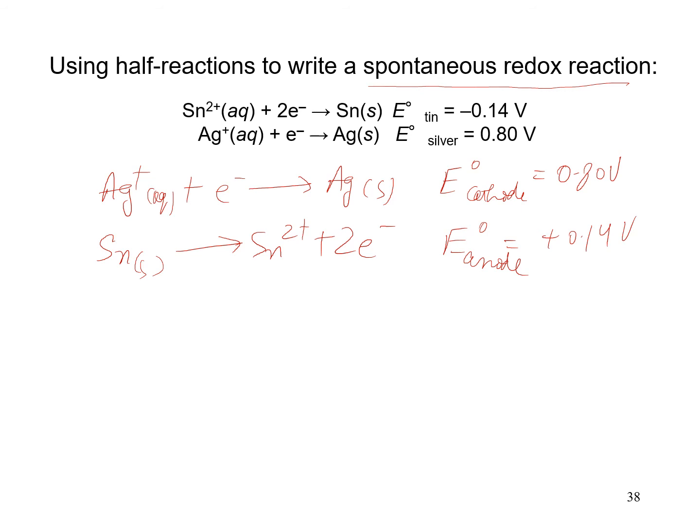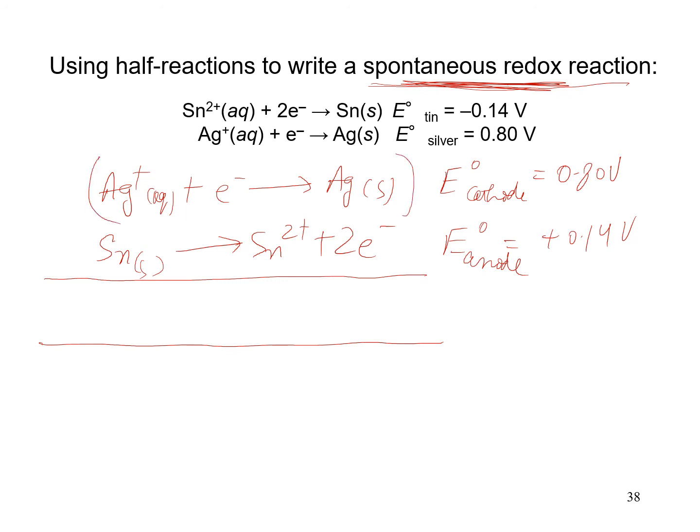Now the question didn't ask for us for E cell. It is only asking for us to write the spontaneous redox reaction. So we'll write the spontaneous. We have to add these up, but before that, let's see, everything else is balanced. What's not balanced is the number of electrons on both reactions. Here I have 1, here I have 2, so meaning I have to multiply this reaction by 2. If I multiply this, it gives me 2 silver aqueous plus 2 electrons, and the 2 electrons get cancelled.